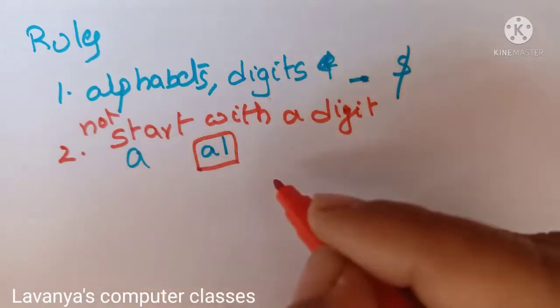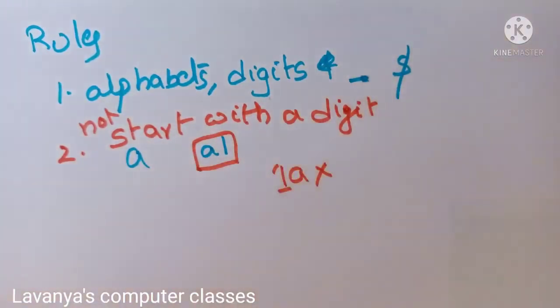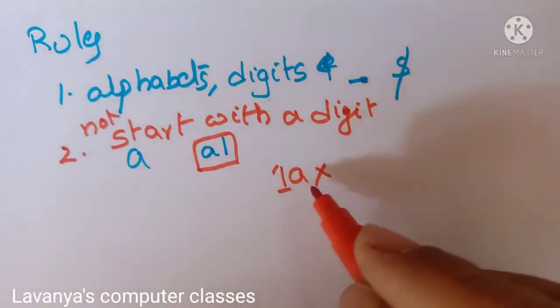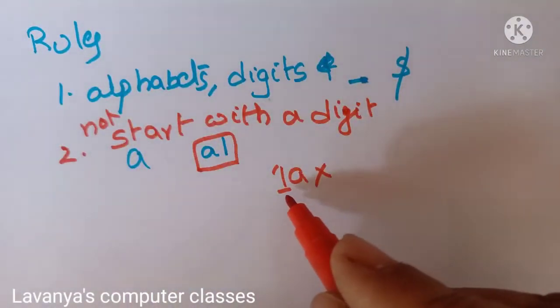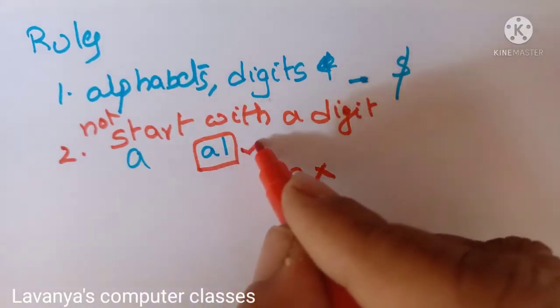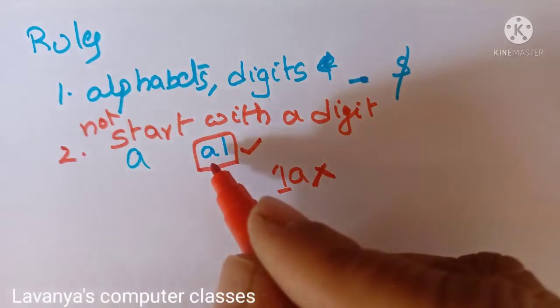A1 is a proper identifier, but 1A is not. It is invalid because it is a combination of digits and alphabets, but the starting character is 1. That's why it is not a valid identifier. A1 is a valid identifier because it starts with an alphabet.